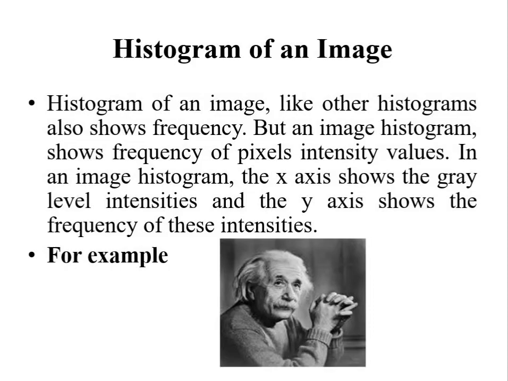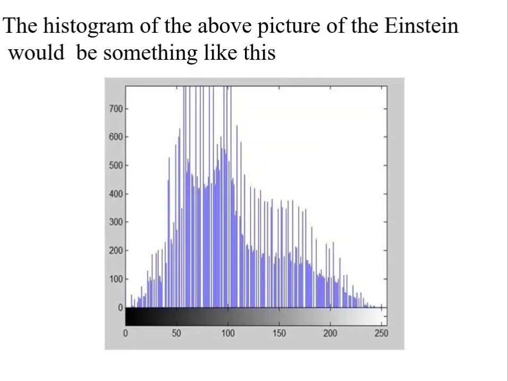Then, what is the histogram of an image? The histogram of an image, like other histograms, also shows the frequency, but an image histogram shows the frequency of pixel intensity values. In an image histogram, the x-axis shows the gray level intensity and the y-axis shows the frequency of this intensity. For example, the figure is the histogram of an image. We draw the histogram for the above picture of Einstein, and it would be something like this. This figure shows the histogram of the above figure.